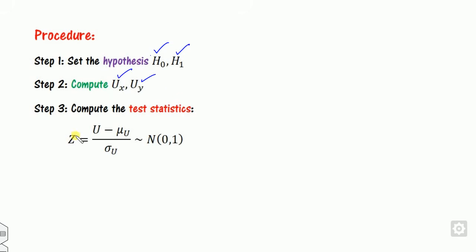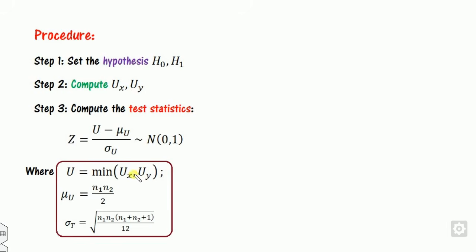Now we compute z, that is u minus the mean divided by the standard deviation. What is u? You can take u as the minimum. The mean is n1 times n2 by 2, and sigma is given here.